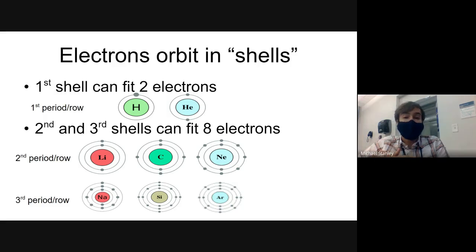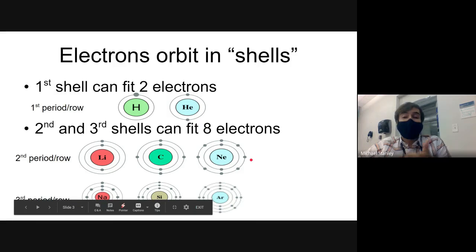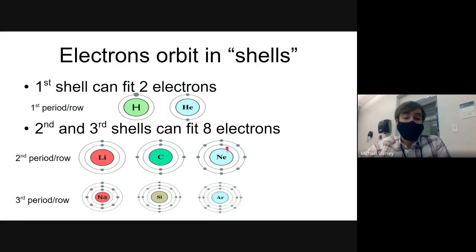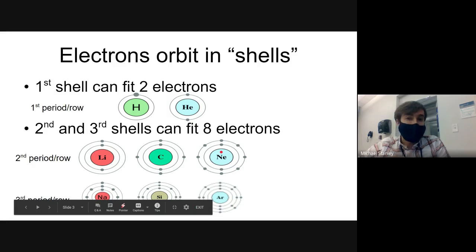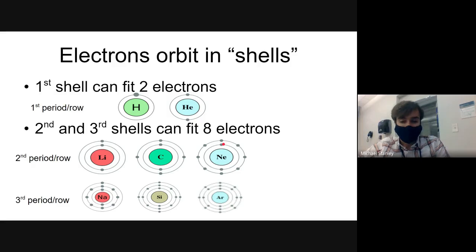So that is how we determine where the electrons go on a particular atom. We figure out how many electrons it has. We then start adding those electrons to the first ring. If that first ring gets filled up, we start adding them to the second ring. If the second ring gets filled up, we start adding them to the third ring.